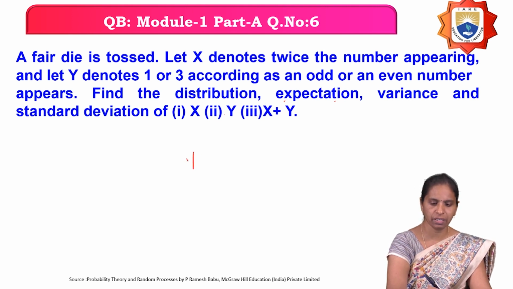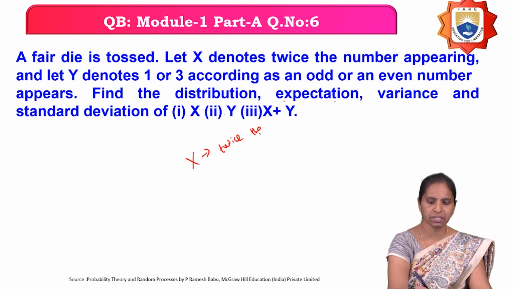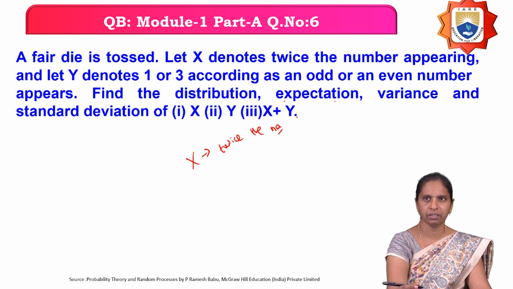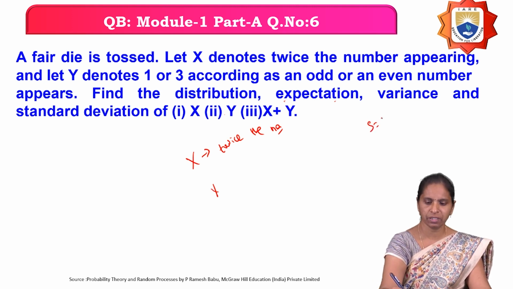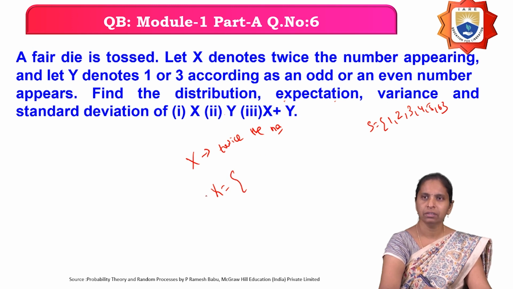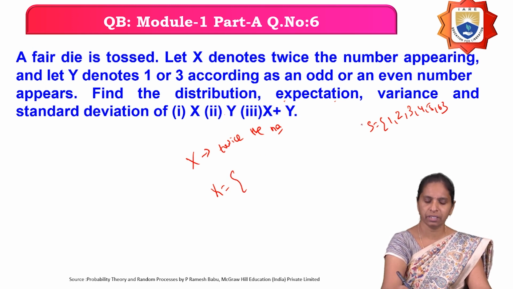So what is X here? That is twice the number appearing in the die. If you throw a die, what is the sample space? It is 1, 2, 3, 4, 5, 6. Then what is the random variable? It is defined as twice the number that appears in the die, nothing but 2, 4, 6, 8, 10 and 12.